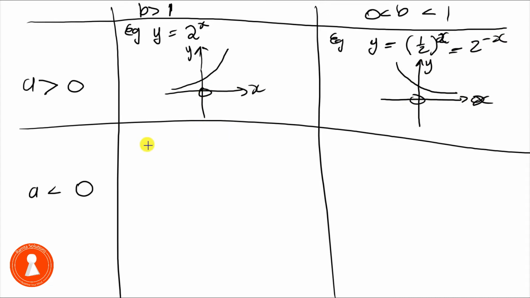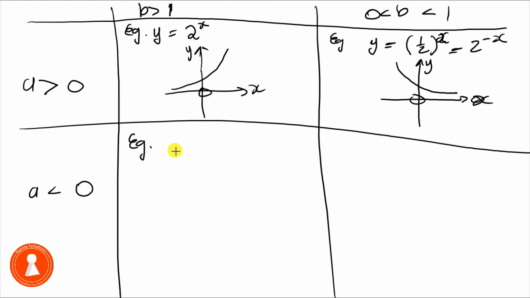Now, what about when a is negative? As you can see, this graph is above the asymptote. Remember here, asymptote is y equals q. What is our q? Our q is 0. y equals 0 is here. The graph is above it.